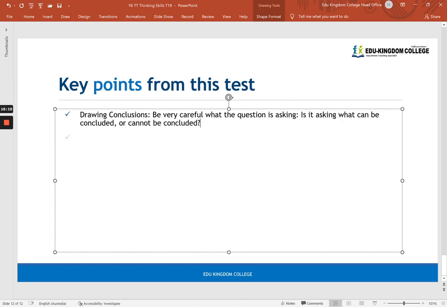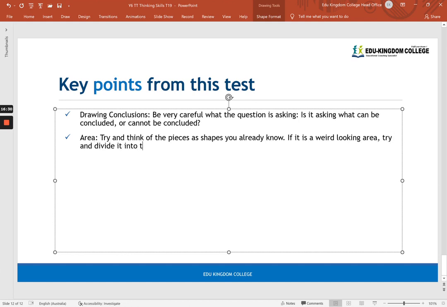Okay. Another one for area questions. Try and think of the pieces as shapes you already know. Okay. If it is a weird looking area, try and divide it into triangles, rectangles, and squares to figure out the area.